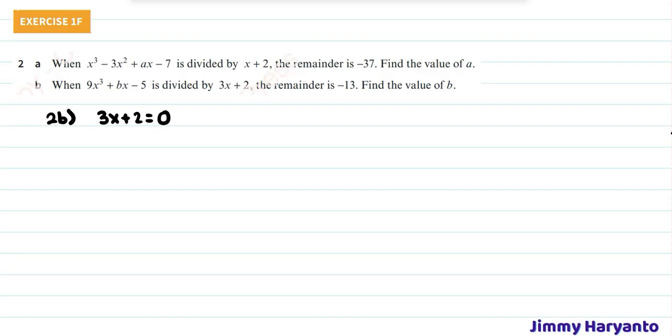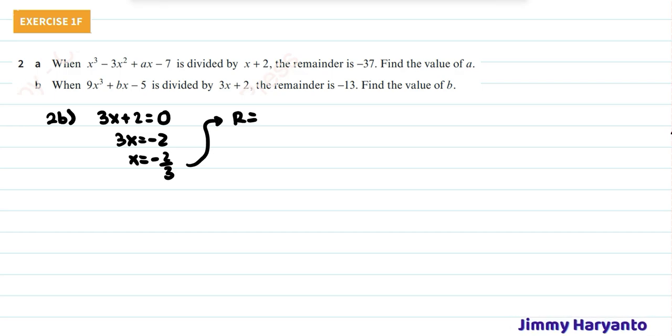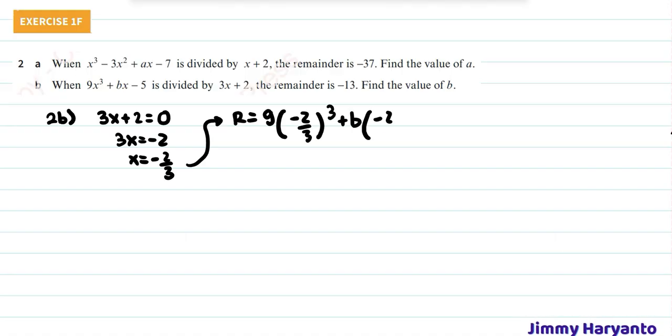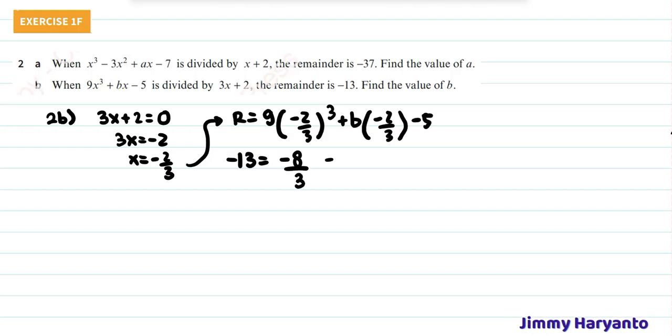3x plus 2 equals 0, so 3x equals negative 2, x equals negative 2 over 3. After you have the value of x, to find the remainder, you only have to input it into the polynomial, like this, plus b times negative 2 over 3, and then negative 5. So the remainder equals negative 13, and this one will be negative 8 over 3, I guess, and then negative 2 over 3b, and then negative 5.